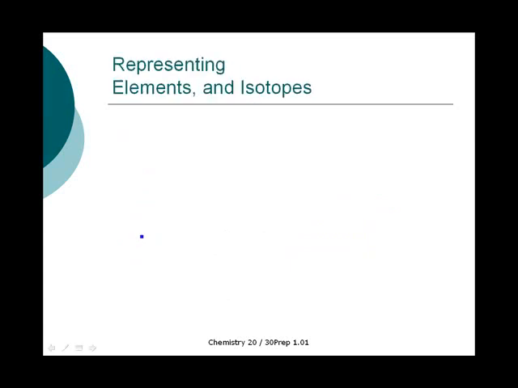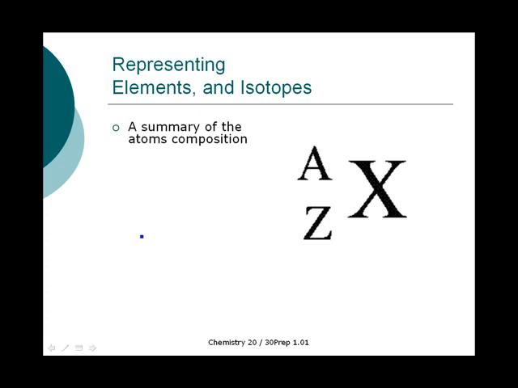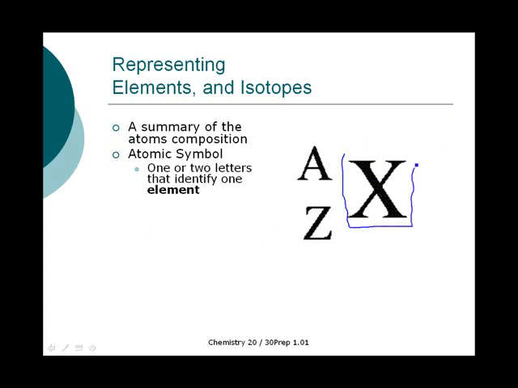When we're representing atoms or representing elements in isotopes, in chemistry we use shorthand notation that follows this basic format. What this does is it allows us to communicate elements in a more timely fashion and with a little less writing. So they provide a summary of the atom's composition, and it consists of 3 parts. The first part is the atomic symbol. So the atomic symbol in this case would be where this giant X is. So this here is your atomic symbol.